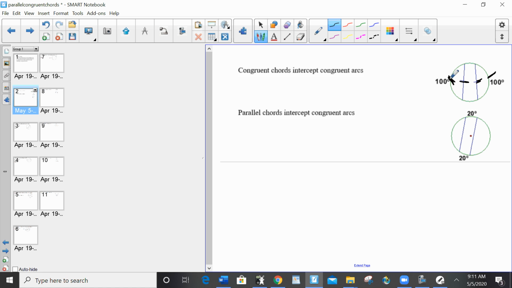And parallel chords, so here again you see chords that are parallel. If the chords are parallel, then the arcs between them are congruent as well. So both congruent and parallel chords both intercept congruent arcs.